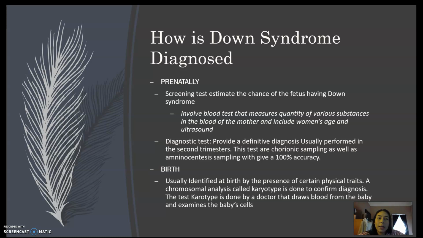A chromosome analysis called a karyotype is done to confirm the diagnosis. The karyotype test is done by a doctor who draws blood from the baby and examines the baby's cells.